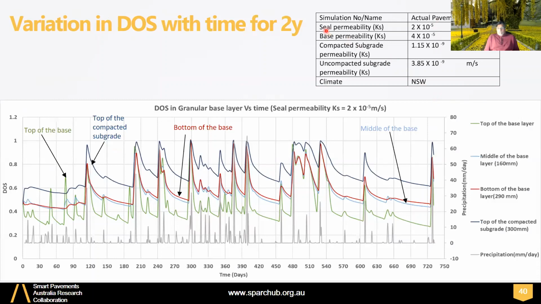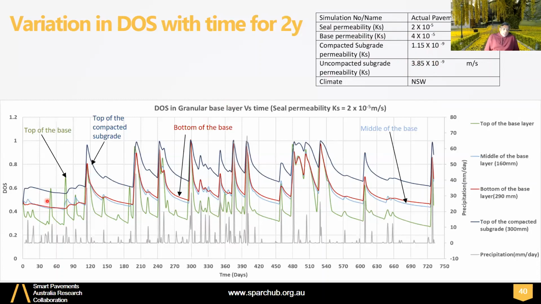I mentioned permeability. We should be aware of which permeability we refer to. Normally, when we say permeability, it is saturated permeability. I haven't put the term saturated because that's the commonly reported one. Unsaturated is when the soil dries out, what is the permeability? So seal permeability is 2 times 10 to the 5, which is fairly permeable. Base permeability is twice that, so that's also very permeable. Compacted subgrade is 10 to the minus 9, like clay. This one is a little bit higher. Clay liners normally have 10 to the minus 9 per second or lower.